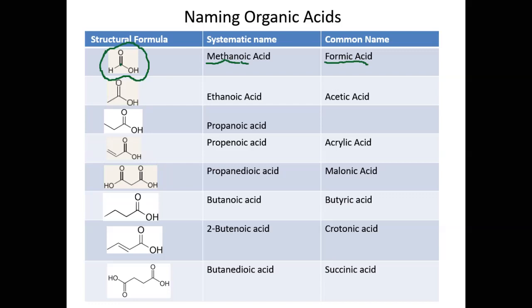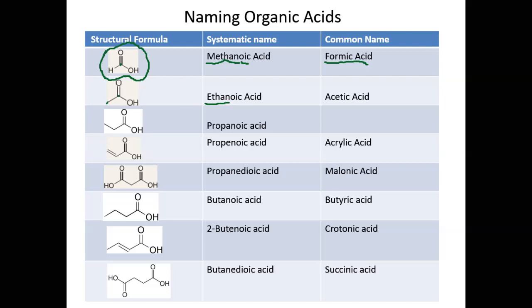We go to the second one. Starting with the carbon attached to the oxygens, we have 1, 2. So we use the prefix eth, and it becomes ethanoic acid. Eth meaning 2 carbons, and oic representing the acid. Ethanoic comes from the eth prefix meaning 2.